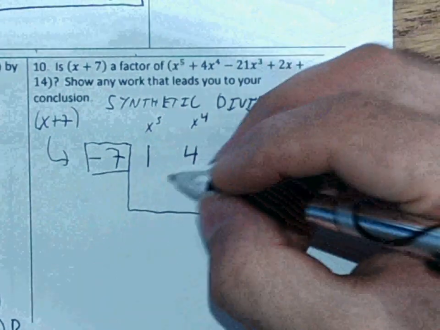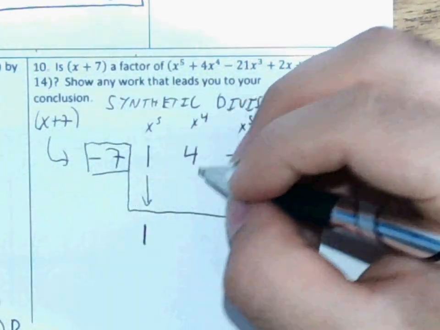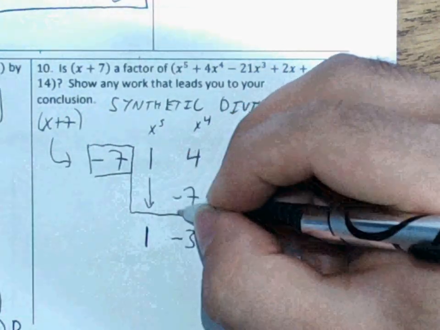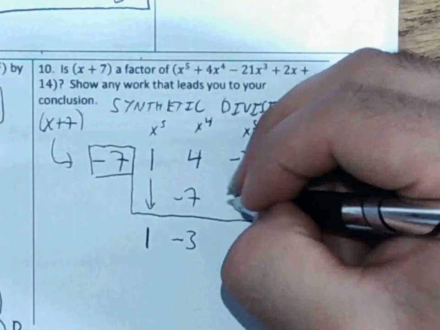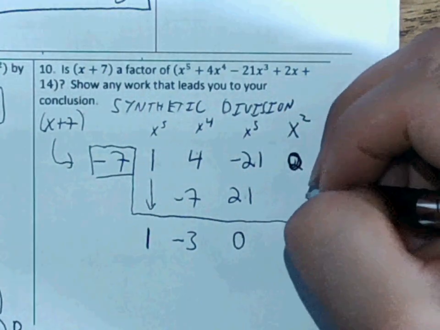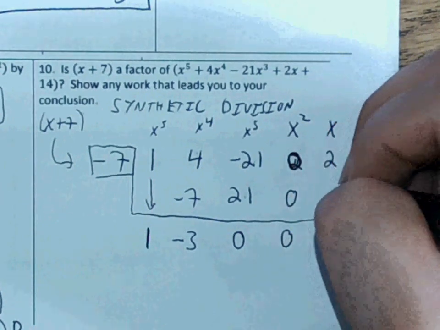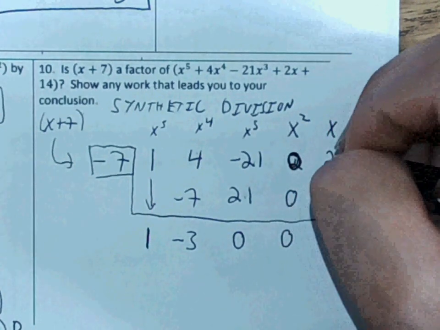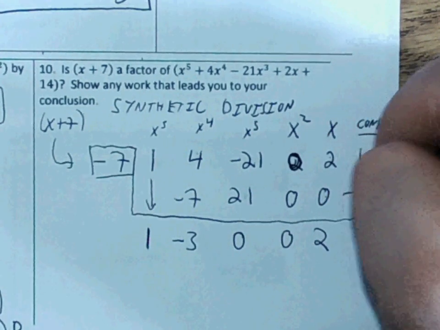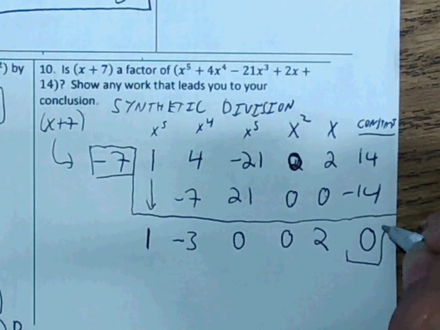Now, for synthetic division, you need to find the remainder to see if it's a factor. Alright, so bring down the 1. 1 times negative 7 is negative 7. 4 plus negative 7 is negative 3. Negative 3 times negative 7 is positive 21. Negative 21 plus 21 is 0. 0 times negative 7 is 0. 0 plus 0 is 0. 0 times negative 7 is 0. 2 plus 0 is 2. And 2 times negative 7 is negative 14. 14 minus 14 is 0. So this last term is the remainder.